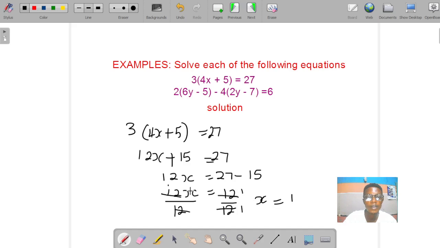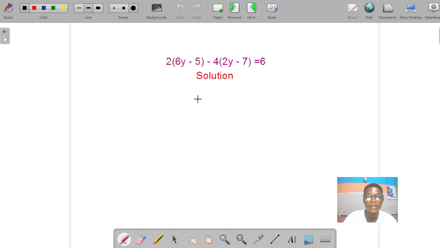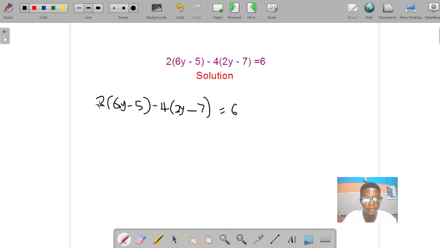Now let's solve the second example together. We have two different brackets in this expression, so I want you to pay close attention and not miss out on the important point I'll be raising here. We have 2(6y - 5) - 4(2y - 7) = 6. Now let's open this expression. 2 times 6y is 12y. 2 times 5 is 10.